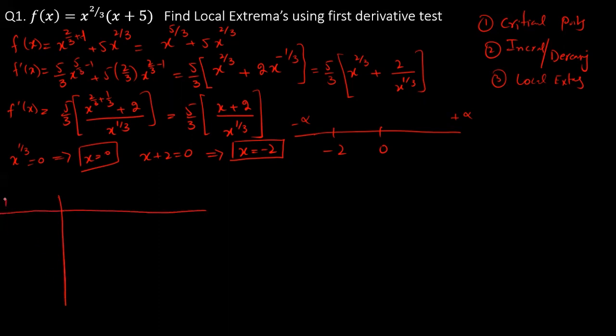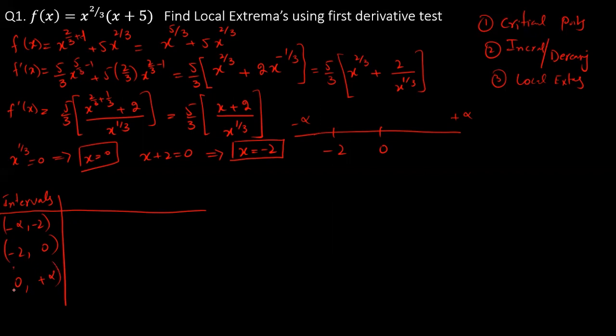Let's make a table. The first column is for intervals. The first interval is from minus infinity to -2. The second interval is from -2 to 0. And the third interval is from 0 to plus infinity.